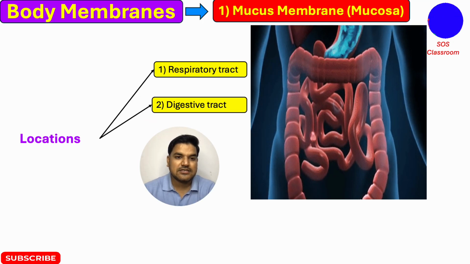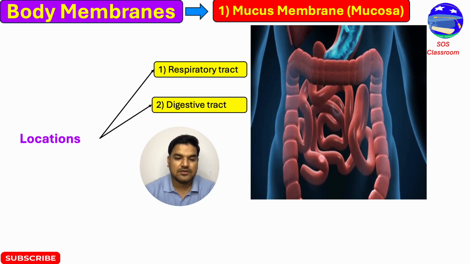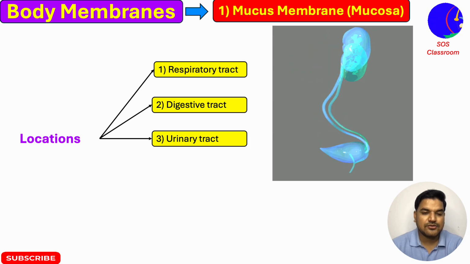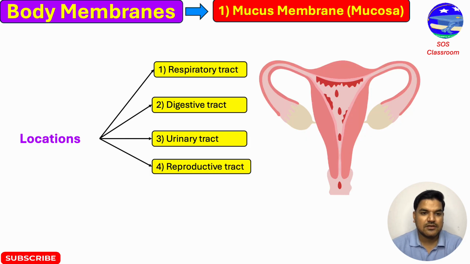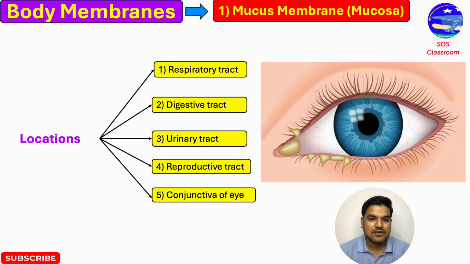Next, present in the digestive tract. Next, present in the urinary tract. Next, present in the reproductive tract and conjunctiva of the eyes. So these are the five places where it is present in the body.